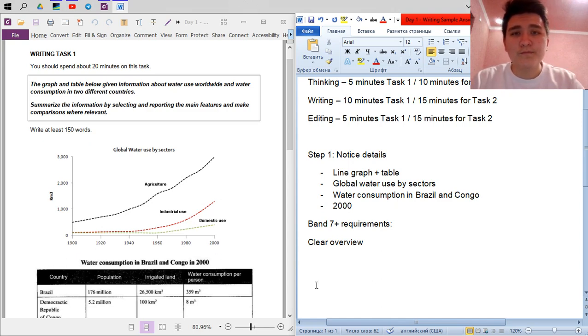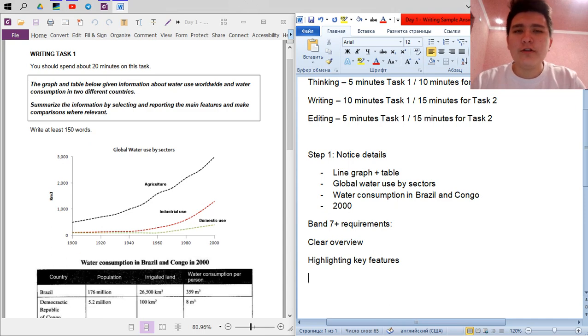You will also analyze my sample answer. This way, you get an understanding of what a clear overview looks like. And then another requirement is highlighting key features.